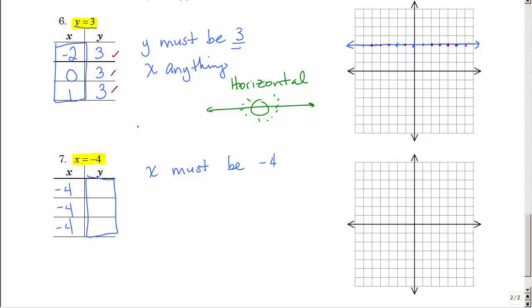And what does that say about y? Y can be anything. So again, you can choose anything you want. 1, 2, 3, 4, 5, 6, your birthday, whatever. It doesn't matter. All right, so again, I'm going to pick some different numbers. You pick yours, I pick mine. We graph, then we'll compare.